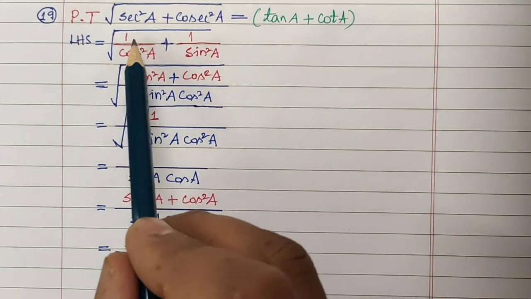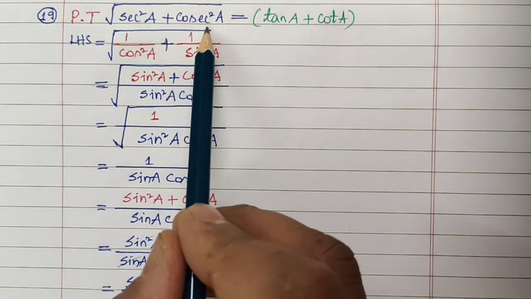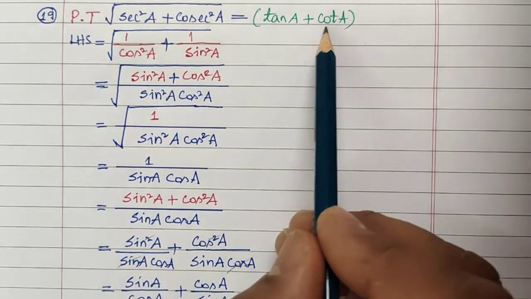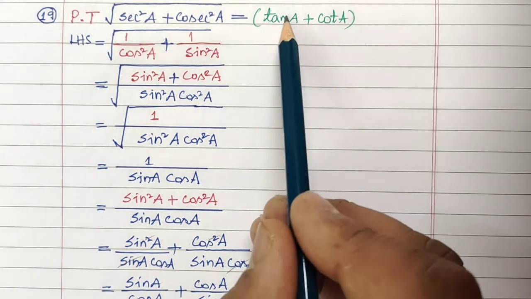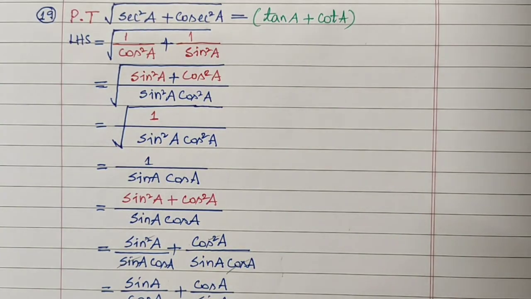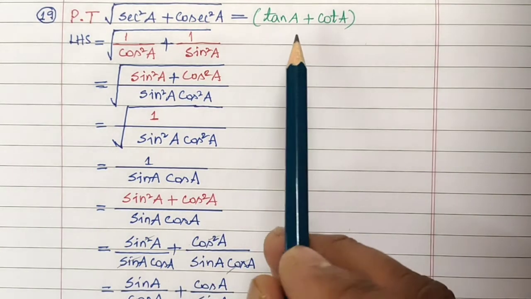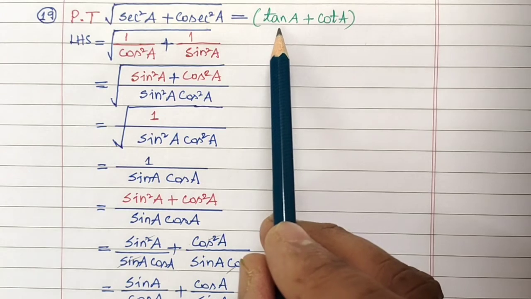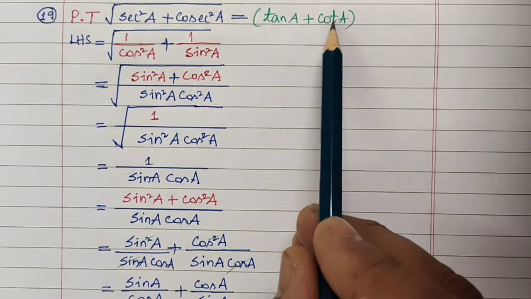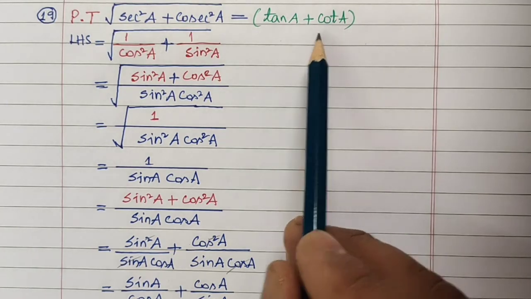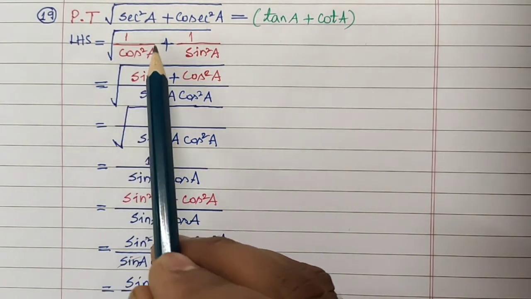Prove that square root of secant square A plus cosecant square A is equal to tan A plus cot A. Just see the right hand side. This is tan A plus cot A, which is sin A divided by cos A plus cos A divided by sin A. Change the left hand side into the cos and sin form.